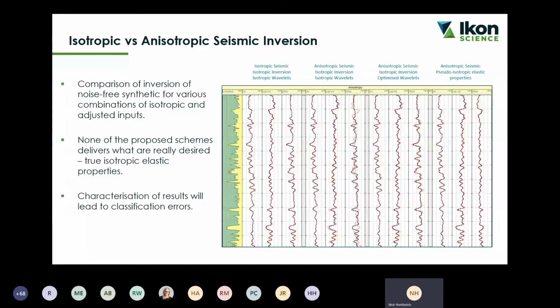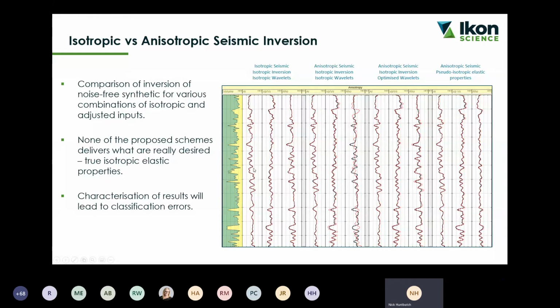This is actually running some of these inversions on a kind of synthetic on this well here. So starting at the beginning, what we've got is tracks here where you've got AI, VPVS ratio, and density. So four inversions, and just having a look at what comes out of them. On the left, isotropic seismic, isotropic inversion method, and isotropic wavelets. And as expected, given this is synthetic and noise-free, we're getting back pretty much what we put in.